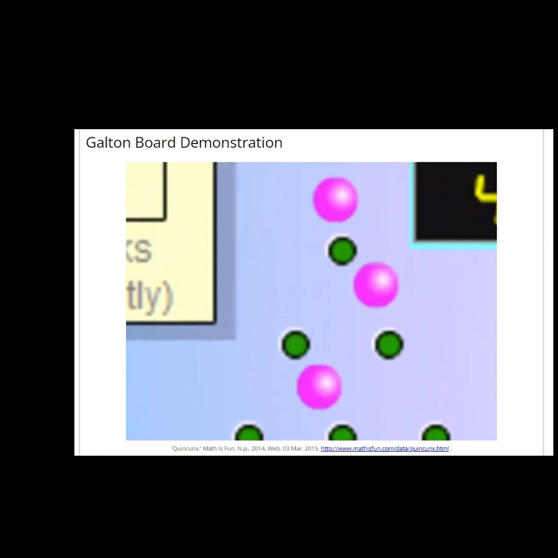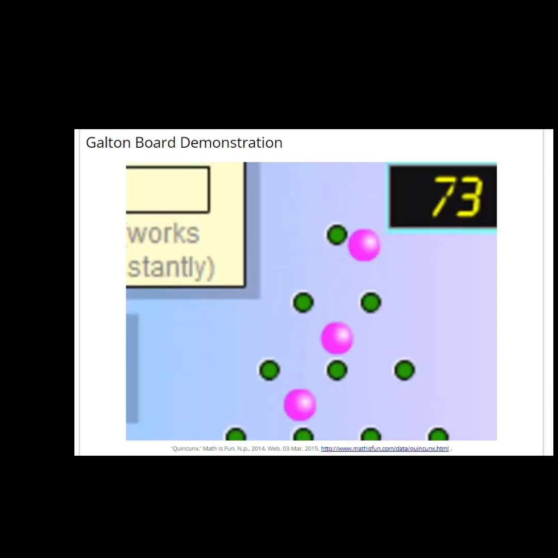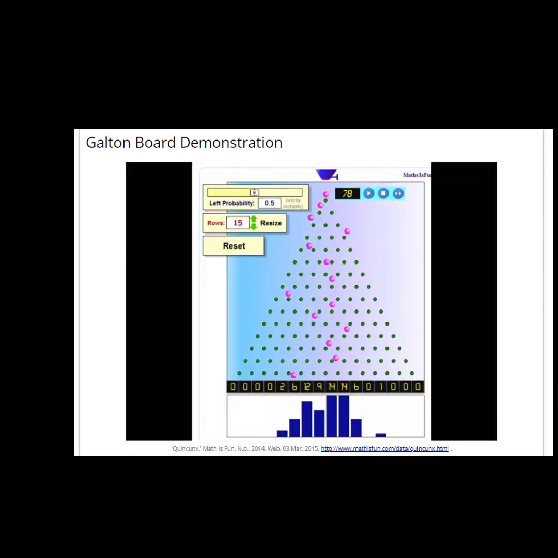So we assume each ball at the top level determines whether to go left or right, each choice with probability 1/2. And then at the second level, a similar decision is made, left or right, probabilities 1/2. And by the time we get to the bottom of the board, in this case a total of 15 choices, left-right, have been made. The number of those that turned out to be left determines which bin the ball lands in. And you'll notice that the counts of the number in each bin is recorded here, as well as a frequency histogram.